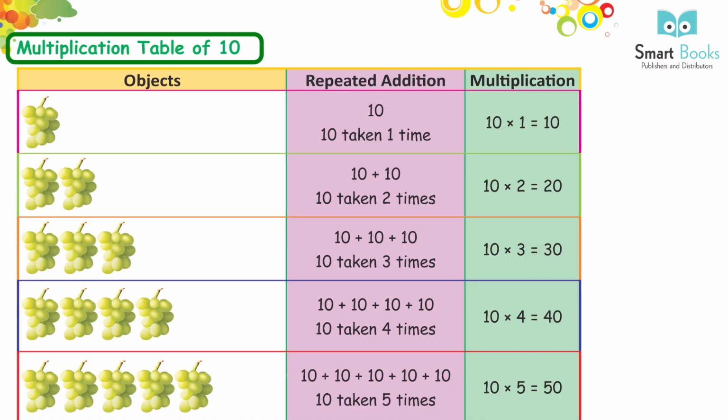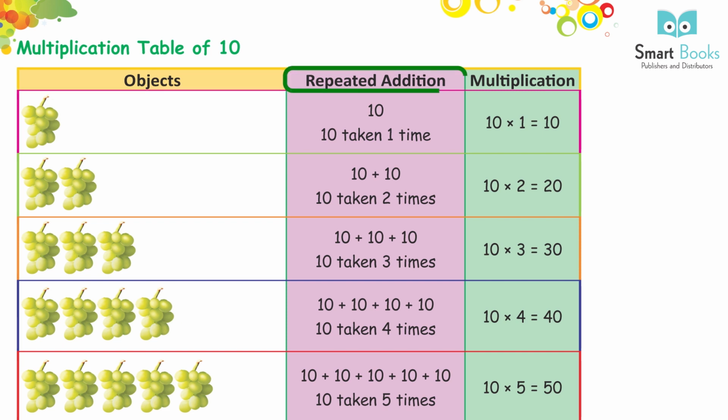Multiplication table of 10. Objects, repeated addition, multiplication. 10 taken 1 time, 10 into 1 is equal to 10. 10 taken 2 times, 10 into 2 is equal to 20. 10 taken 3 times, 10 into 3 is equal to 30. 10 taken 4 times, 10 into 4 is equal to 40.